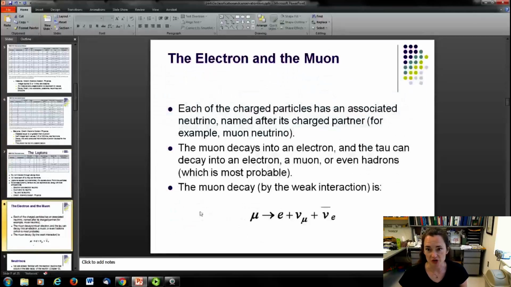So each of the charged particles has an associated neutrino. There's the electron and the electron neutrino, or the muon and the muon neutrino. When the muon decays into an electron, because it's not a stable particle, and the tau, it'll decay into the electron. A muon or even hadrons can decay into products that include the electrons and neutrinos. Anytime you see a neutrino, you know that there's a decay going on via a weak interaction. So here's the muon decaying into an electron, a muon neutrino, and an anti-electron neutrino.